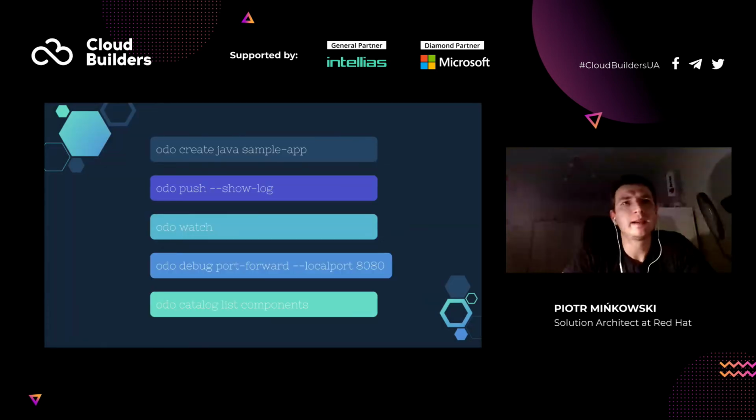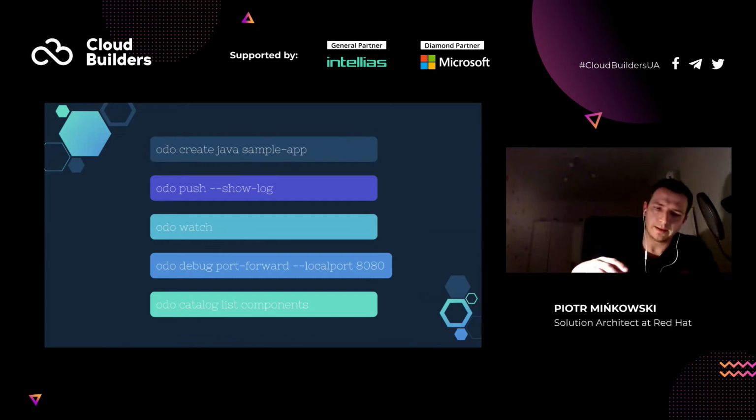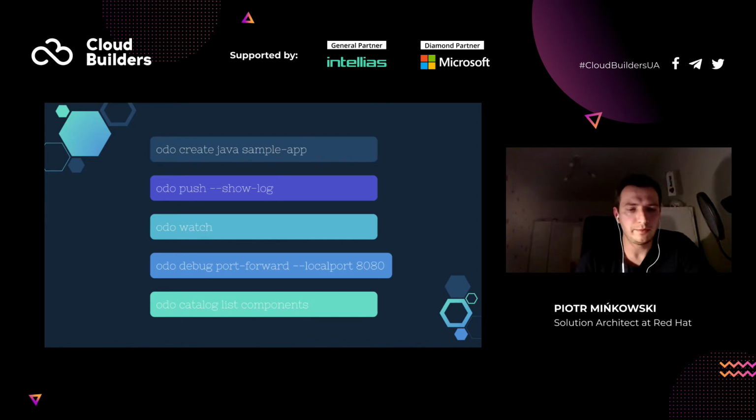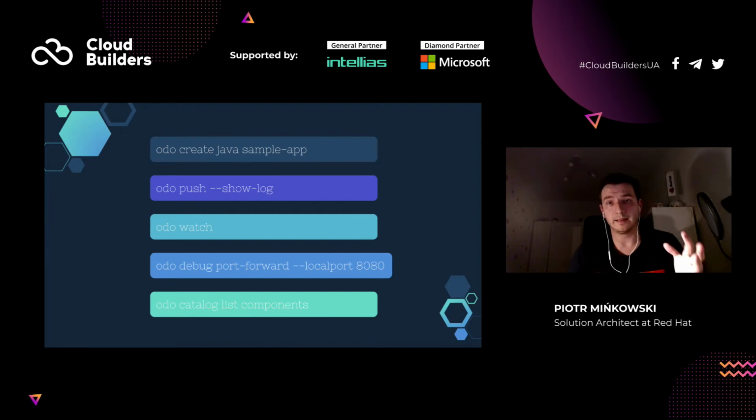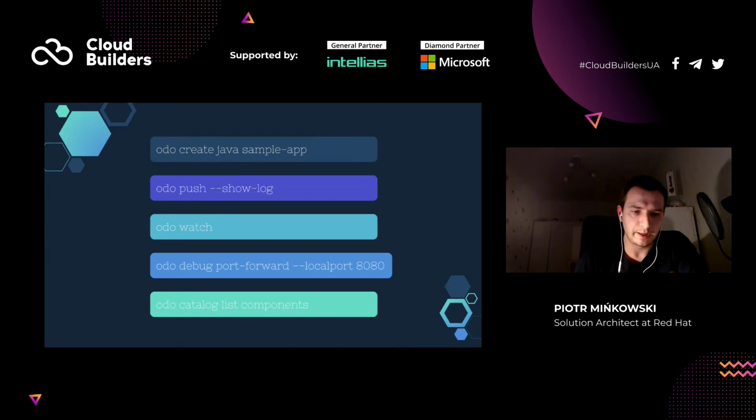And the idea behind Odo commands is pretty similar to Skaffold. We have several commands, one for each operation. We can create, for example, a new component locally using the odo create command, where we need to set the type of component, like Java, and the name of the component, like sample app, for example. And once we create it, we need to push it to the cluster just with the odo push command, and we can optionally print the logs from this build.